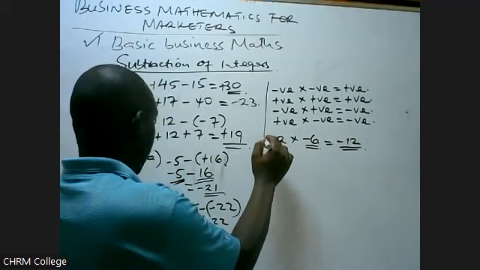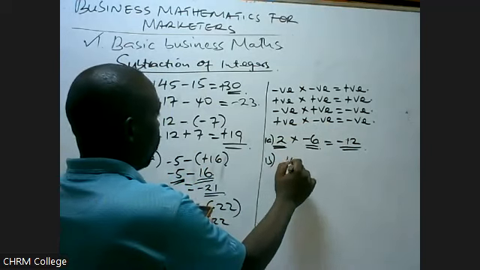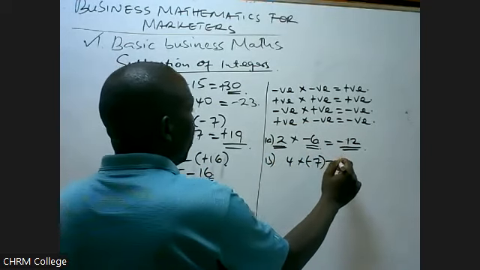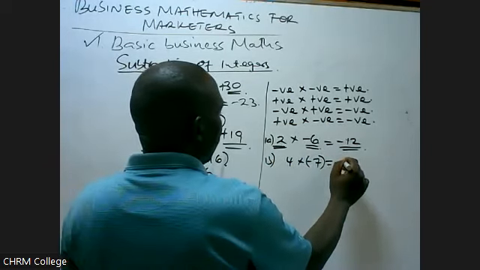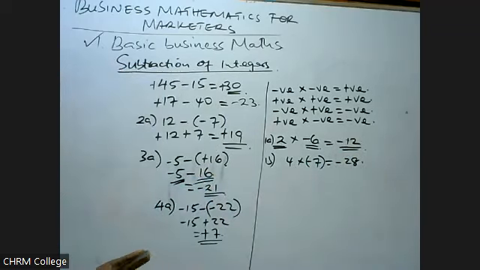B, that is 1A. 1B, you are given 4 times negative 7. It is another case of positive and negative. We will give you negative. 4 times 7 is 28. It's going to be negative 28. All those, the answers will be negative because one of them is positive and the other one is negative.